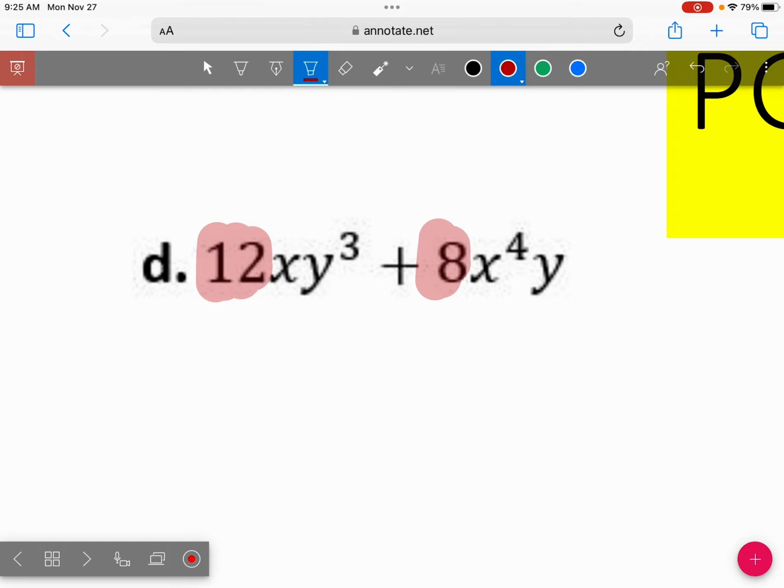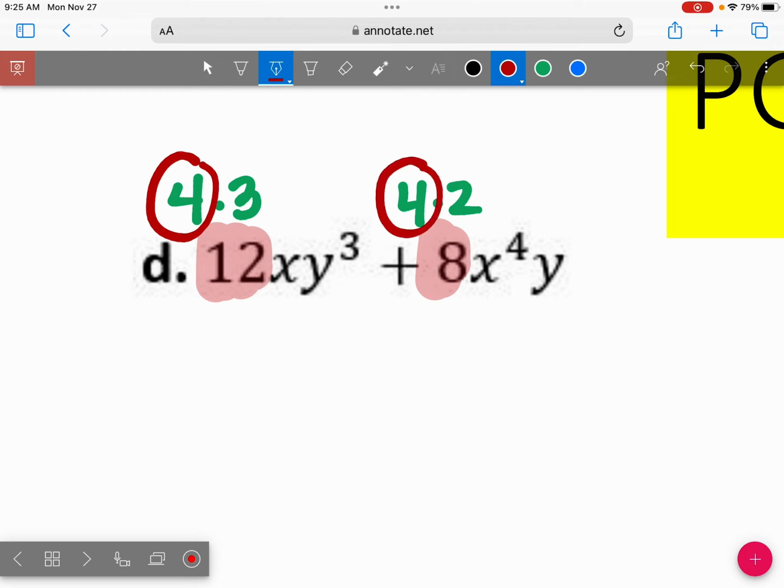Show me with your fingers if you know that number. 4. Yep, good. It's 4. So this is 4 times 3, and this is 4 times 2. So my GCF that I can take out is a 4. So far I have a GCF of 4.